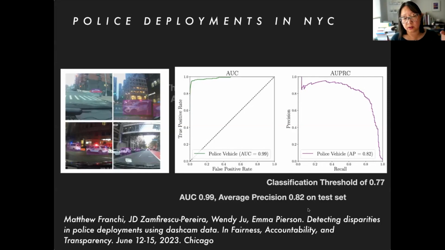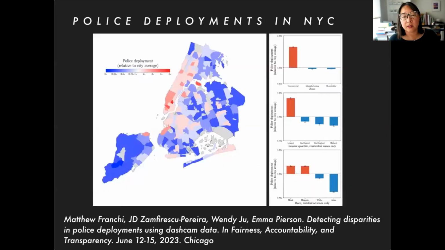And I should mention this is work that was led by my PhD student, Matt Franchi, and done in collaboration with Emma Pearson, who's a fellow faculty member here at Cornell Tech. And based on the analysis that we did of those images, we were able to show, for the period of time that we had data, really strong differences in police deployment.